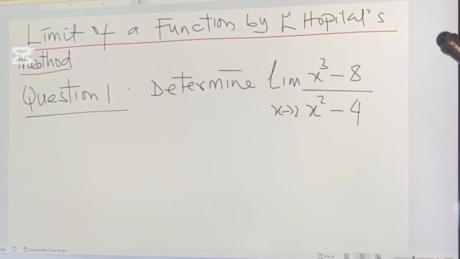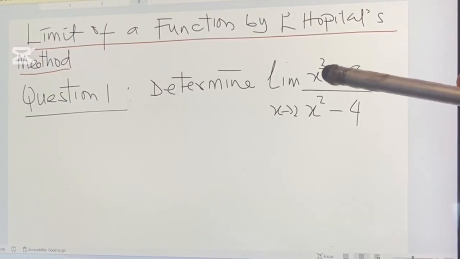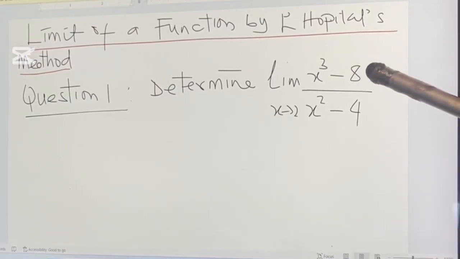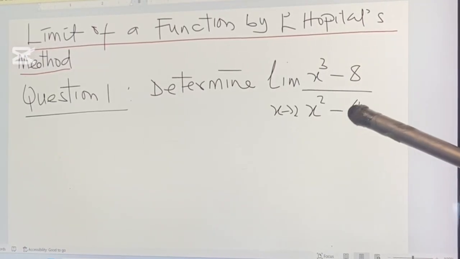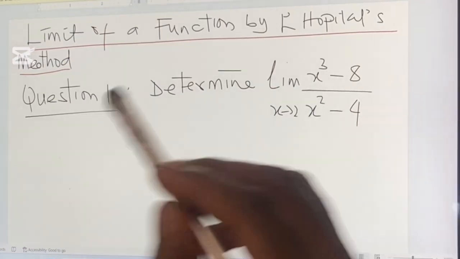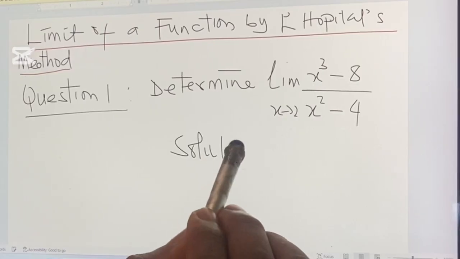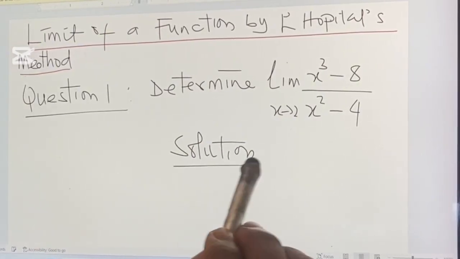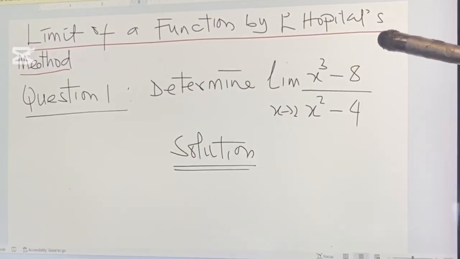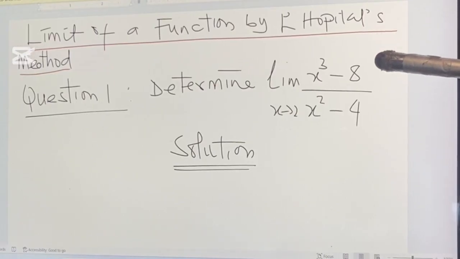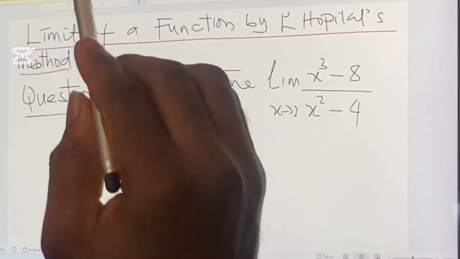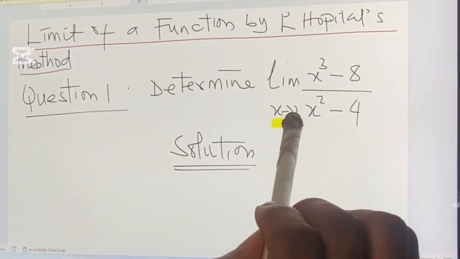Okay, let's solve this question here. They said determine the limit of s raised to the power of 3 minus 8 over s raised to the power of 2 minus 4 as s tends to 2. Okay, let's solve this question here, class. For us to know the limit here, the first approach or the first method to use is the direct substitution method. Please take note. That means we have to replace the value of s here with 2.